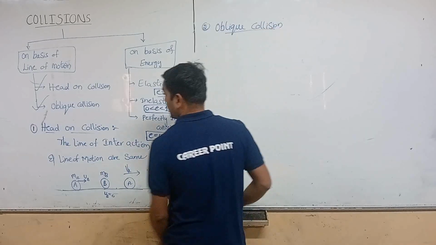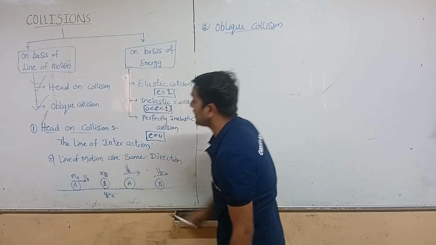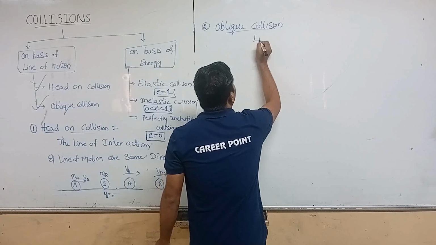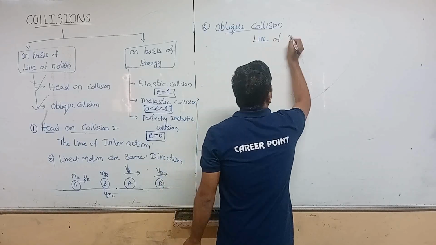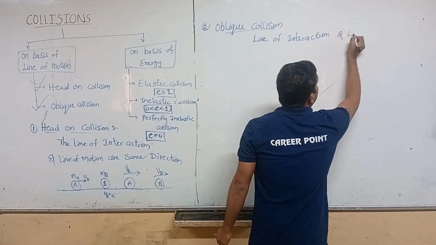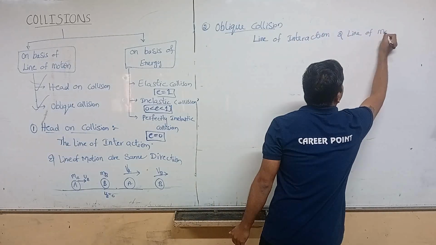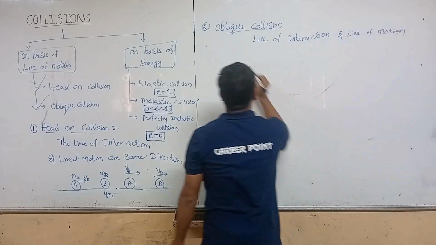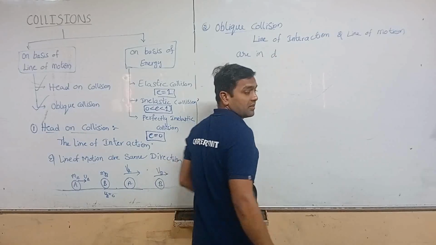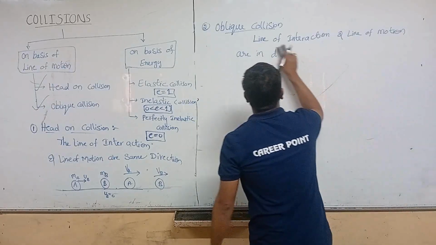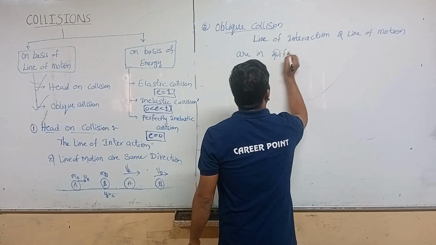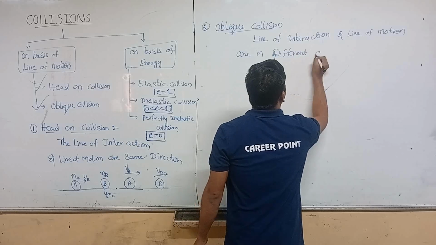Next, coming to the oblique collision. In head-on collision, the line of interaction and line of motion are in the same direction. Now in oblique collision, the line of interaction and line of motion are in different directions, not the same.